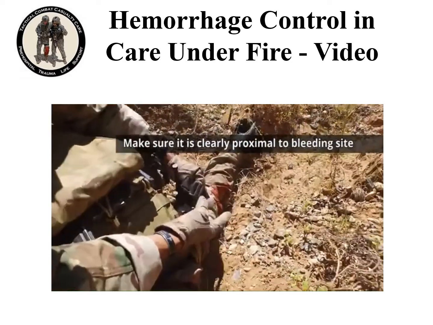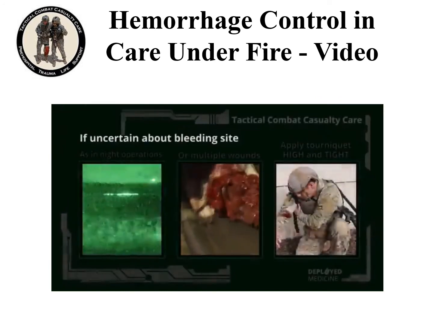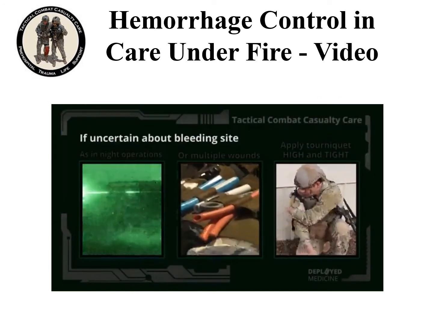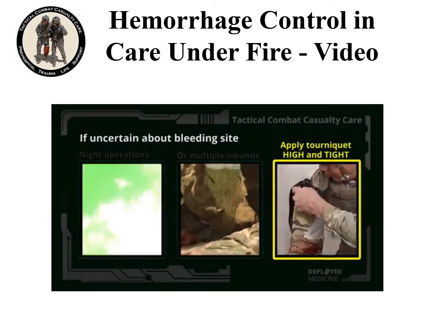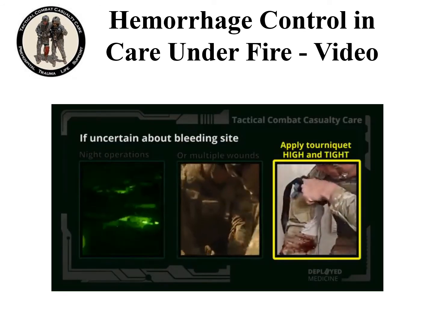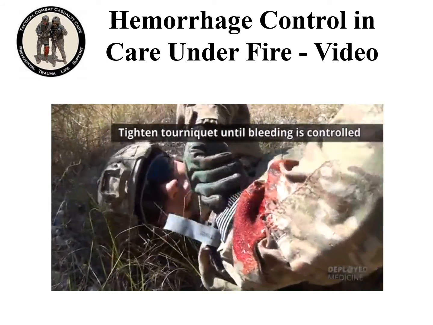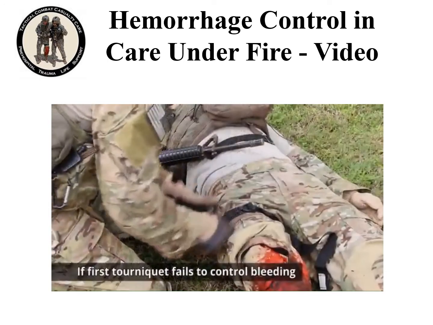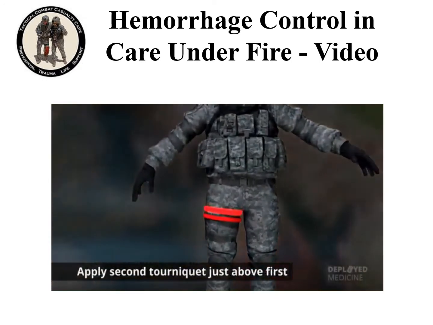Make sure it is clearly proximal to the bleeding site. If you are uncertain about exactly where the major bleeding site is, such as in night operations or multiple wounds, apply the tourniquet high and tight, as proximal as possible on the arm or leg. Tighten the tourniquet until bleeding is controlled. If the first tourniquet fails to control the bleeding, apply a second tourniquet just above the first.